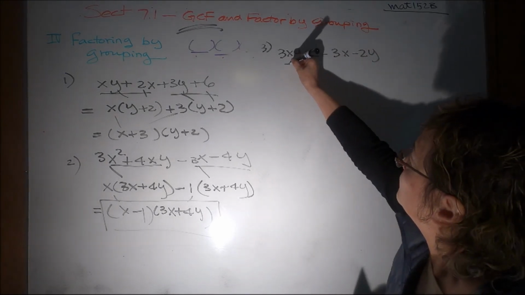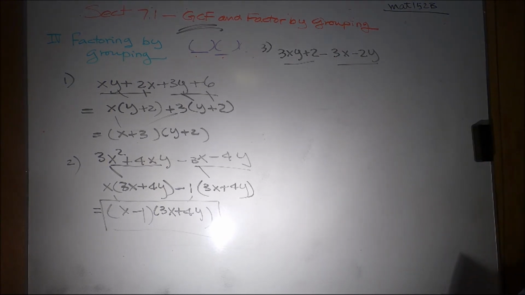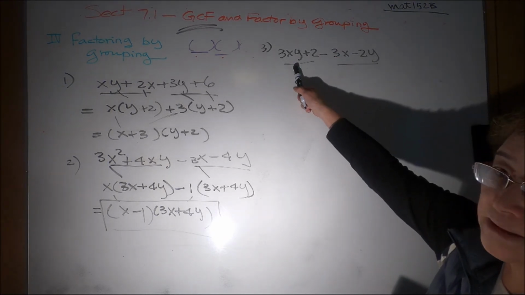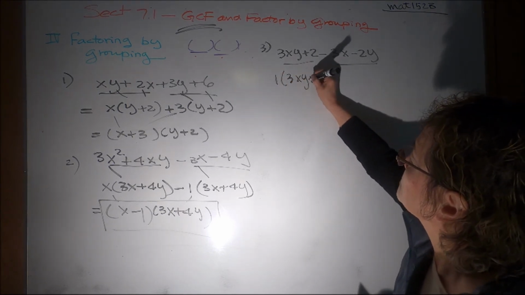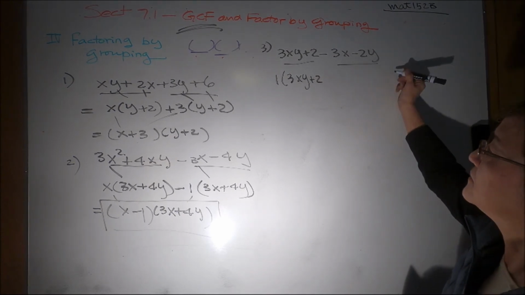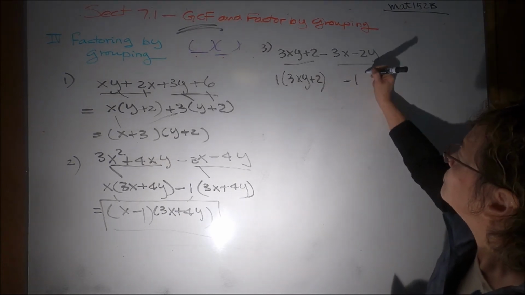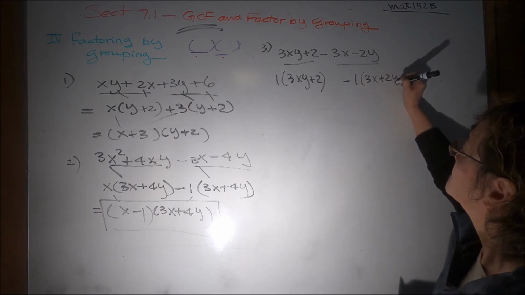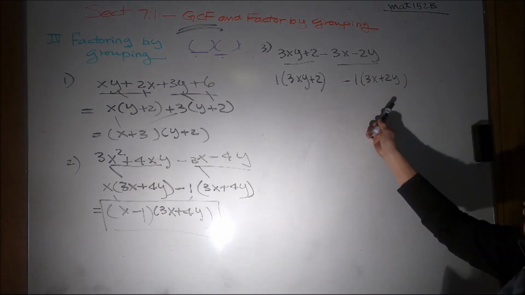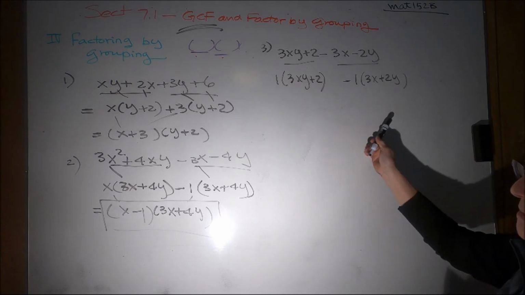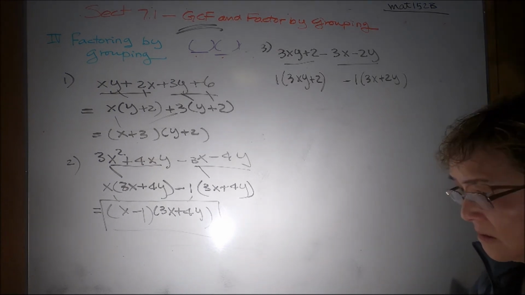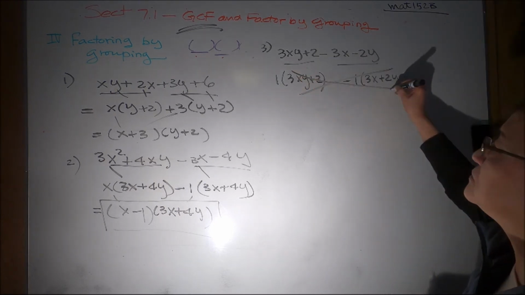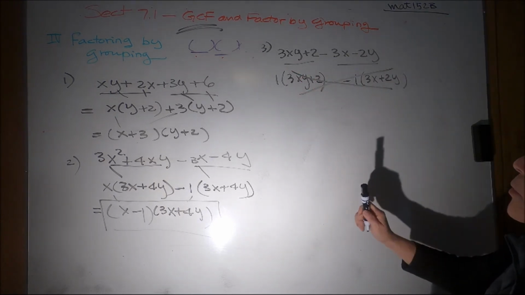Okay, if I group the first 2 and the second 2, I don't have anything in common. So I end up with what? 1, 3xy plus 2. For the second one, I don't have anything in common. So if I take a -1 out, I have 3x plus 2y. However, in these 2 groups, they don't have anything in common. So I cannot do further factoring. Right? Then what? We have to play around, so see what will happen.